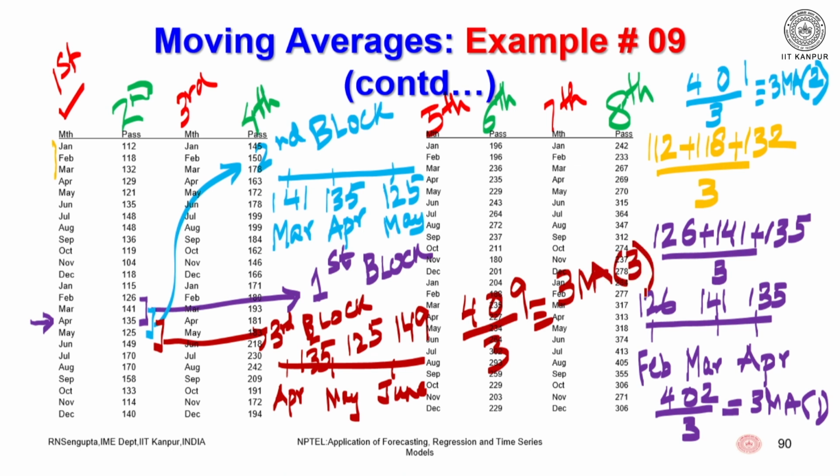So, if I want to find out, I basically have to find out the averages of the averages, and hence, again I am repeating, the 3-month moving average 1 is 402 by 3, 3-month average 2 is 401 by 3 and 3-month average 3 is 409 by 3, and utilizing that we find out the averages of the averages, which will give me the 3 cross 3 month moving average.